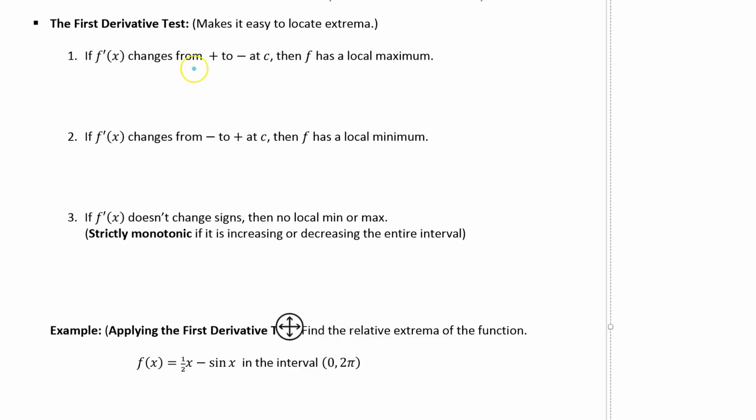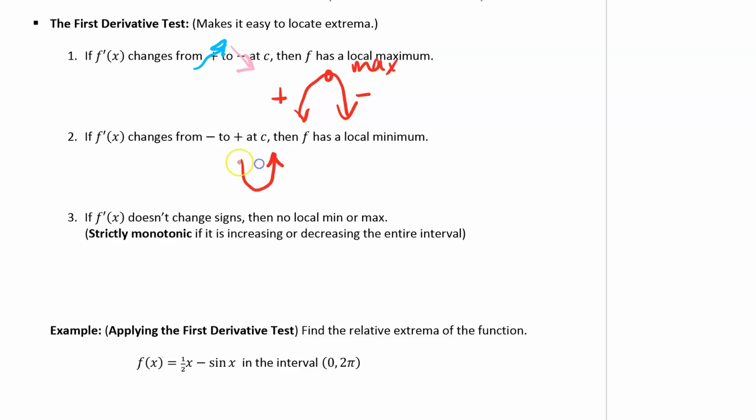If my derivative is positive, that means it's going up. If it's negative, that means it's going down. And notice going up and then coming down creates a maximum. So we know that a maximum would be here because it's going up and then going down. If f prime of x changes from negative to positive at c, then f has a local minimum. Think about your minimum: it would be going down and then going up, so this value here would be your minimum.